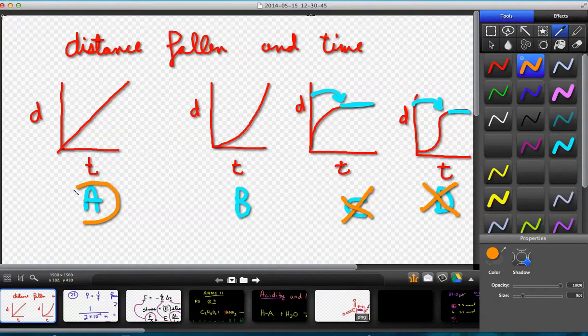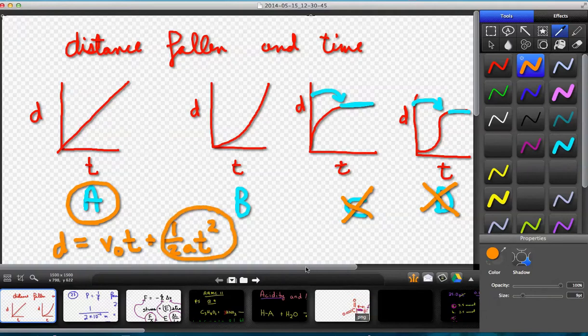A means that the distance traveled is always directly proportional to time, and that's stupid as well. Because when the object first starts to fall, it's experiencing gravity and not a lot of air resistance, which means the distance versus time should be a quadratic, not a line. For example, d = v0t + 1/2 at². This is a quadratic equation. It can't be A.